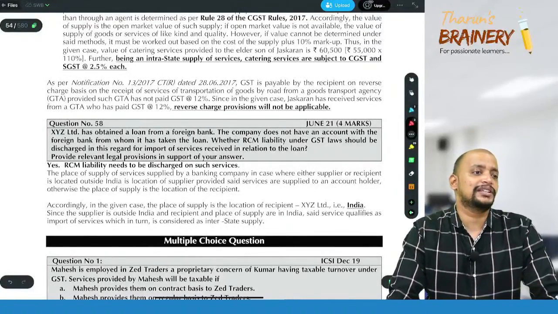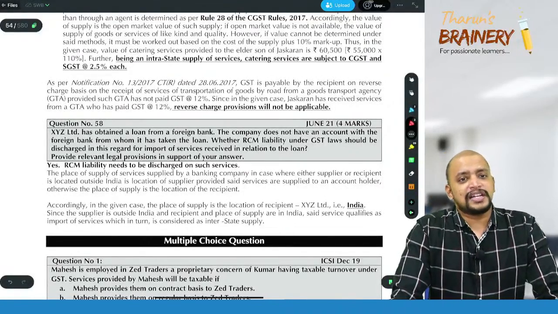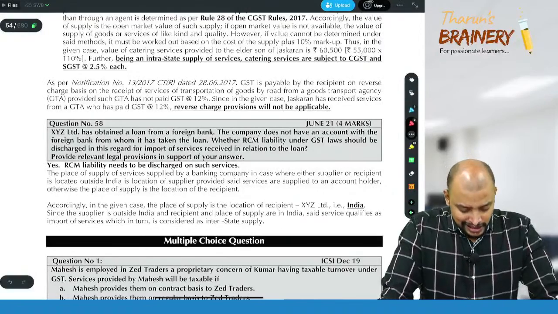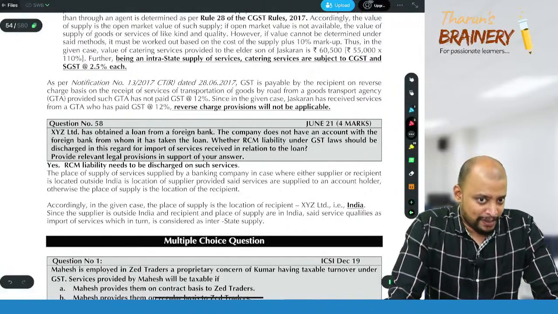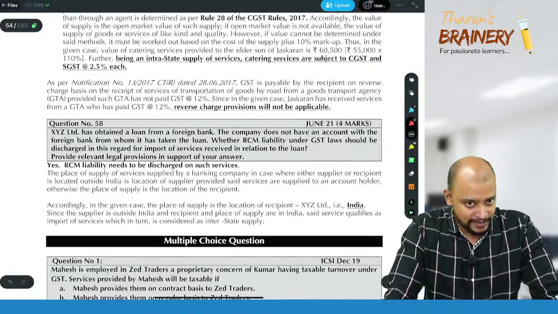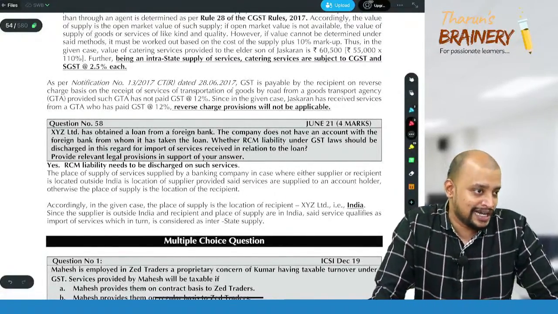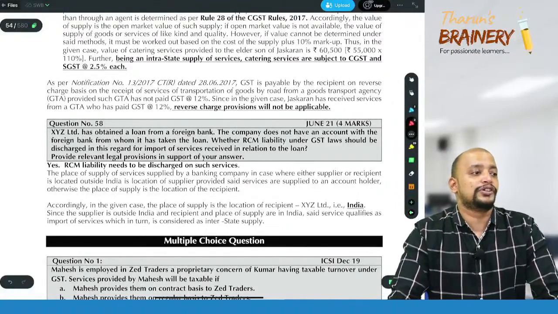Section 12 or section 13? Section 13. And it is what service? Banking and other financial services. So in the case of banking and other financial service, what will be taken as the place of supply? Location of supplier. So where is the supplier located? Outside India. So supplier outside India, place of supply outside India, it is not chargeable to GST.